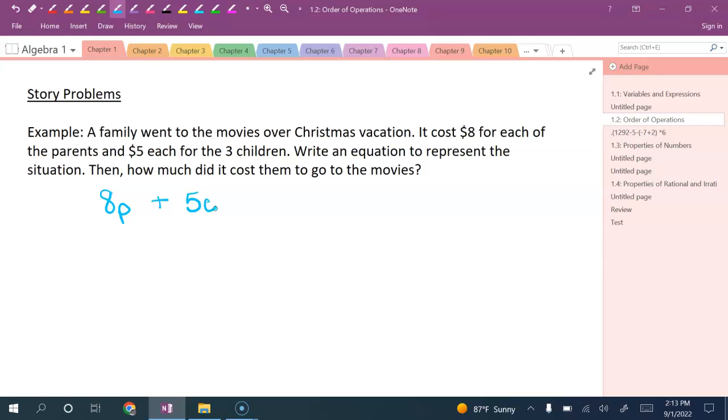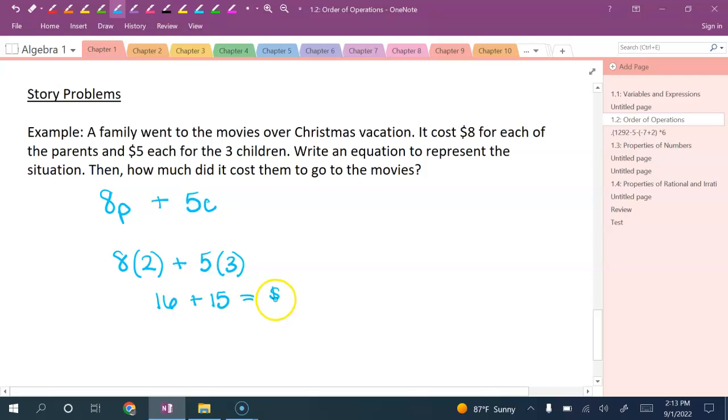For this problem, I do know that it says $8 for each of the parents. I'm just going to make an assumption here and assume that that means 2 parents. And $5 each for the 3 children. So 5 times 3 for the children there. So this would be 16 plus 15, which would simplify to 31, and that would be dollars. So it cost them $31 to go to the movies.